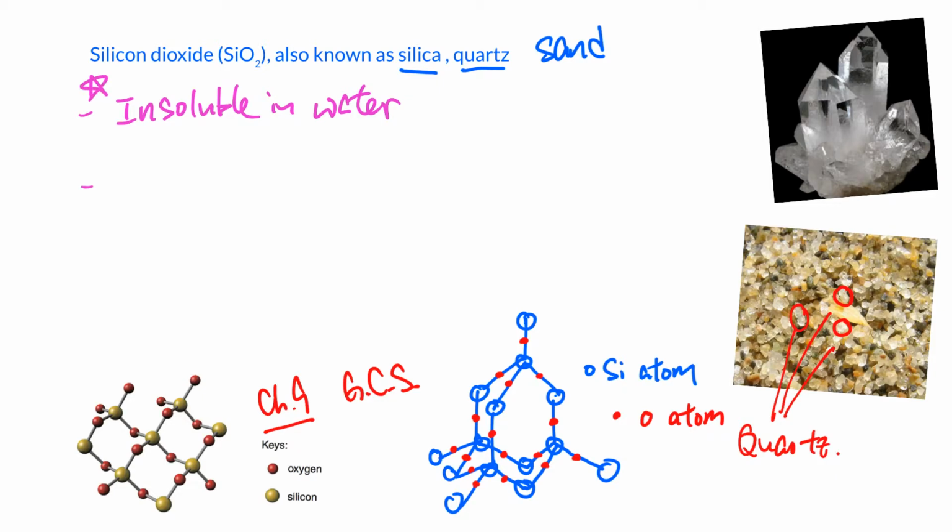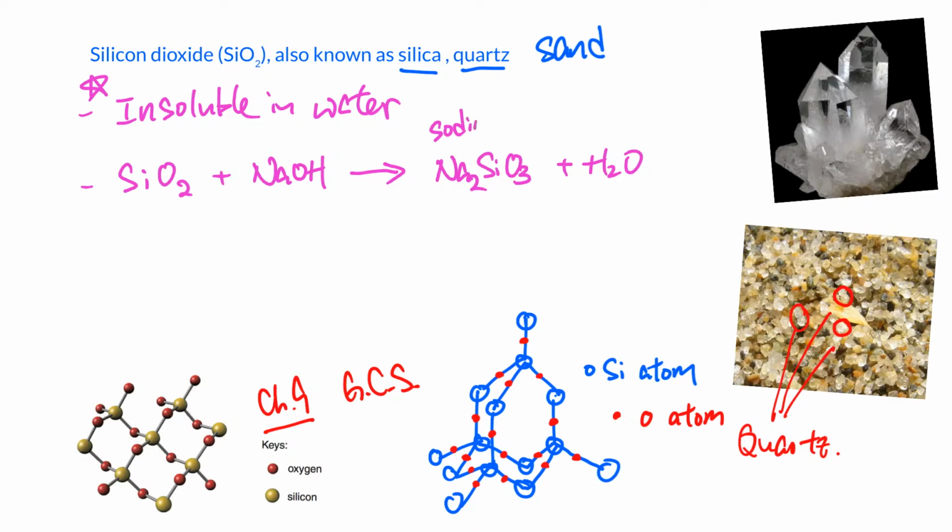Number two, silicon dioxide can react with alkali because it is an acidic oxide. When it reacts with the alkali, it will form salt and water. In the process, it will form silicate and water. This one is called sodium silicate. So silicon dioxide mixed with sodium hydroxide will form sodium silicate and water.